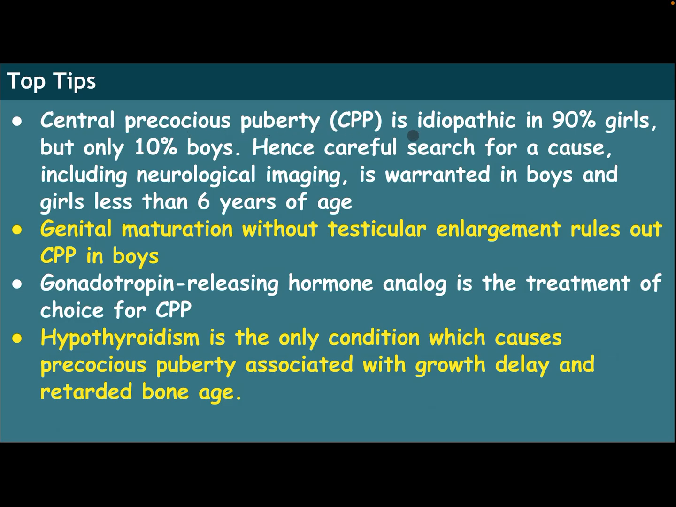Central precocious puberty is idiopathic in 90% of girls but only 10% in boys. Hence, careful search for cause, including neurological imaging, is warranted in boys and girls less than 6 years of age. Genital maturation without testicular enlargement rules out central precocious puberty in boys. Gonadotropin releasing hormone analog is the treatment of choice for central precocious puberty. Hypothyroidism is the only condition which causes precocious puberty associated with growth delay and retarded bone age.